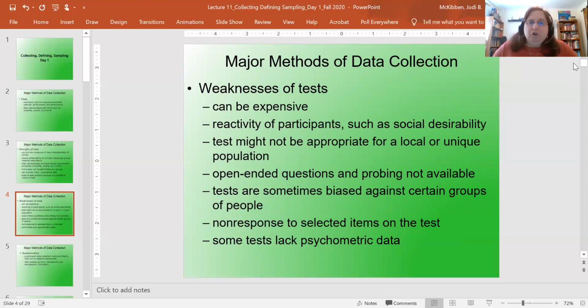Open-ended questions and probing are typically not available for tests. They might be biased against certain groups of people. And what happens if people decide not to respond to certain items on a test? It can really make it difficult to score that. And then, of course, some tests do lack that nice reliability, validity, and norms data. Okay.